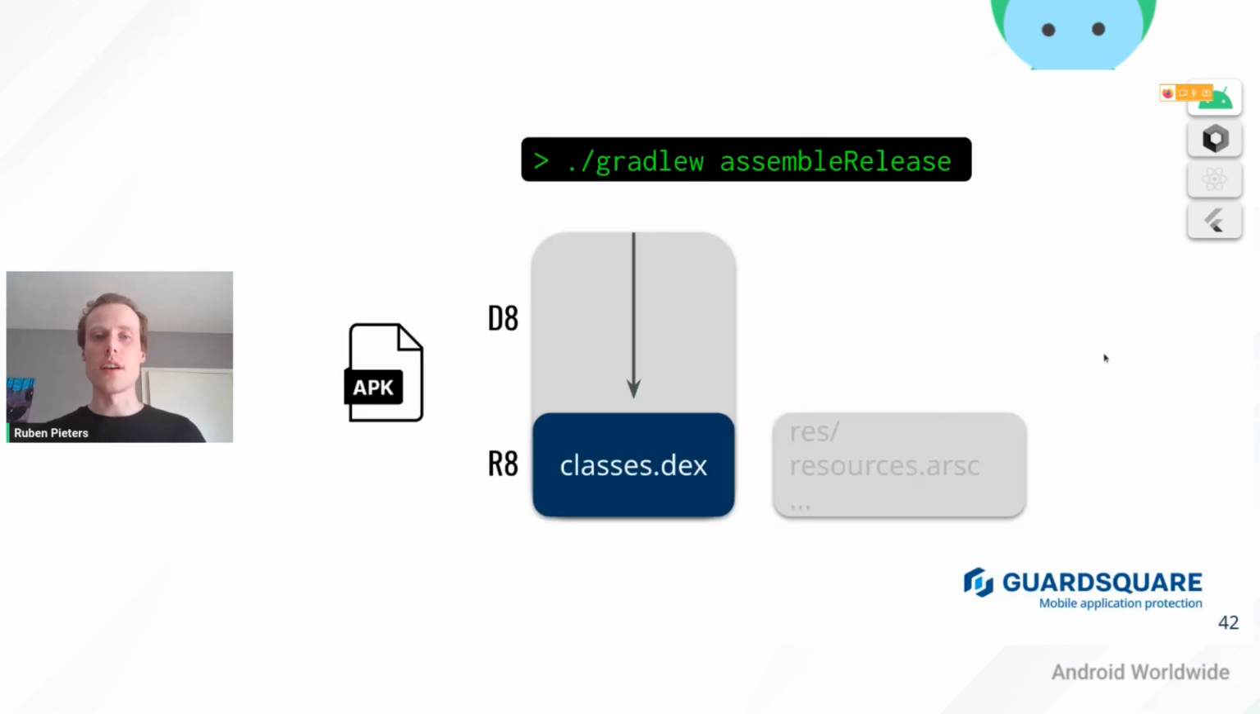Then let's have a look at the R8 version. When we enable R8, it will do some shrinking. It will do some simple name obfuscation. So when we look at the classes DEX, we can definitely see that the size of this DEX file has decreased quite significantly.